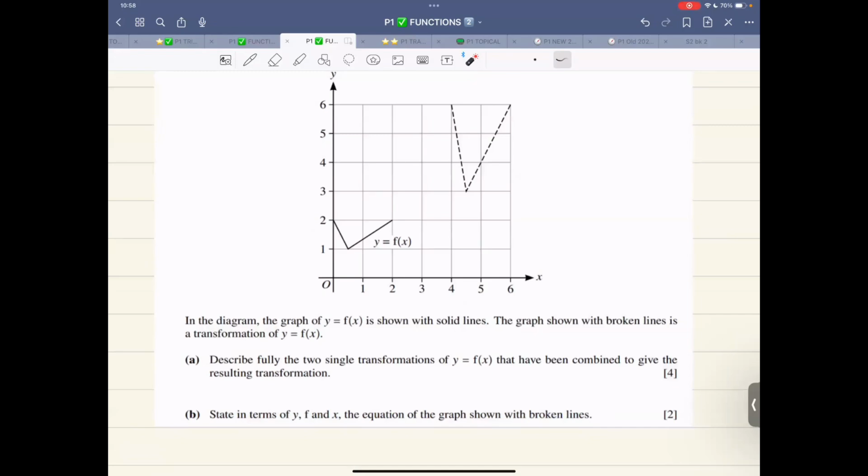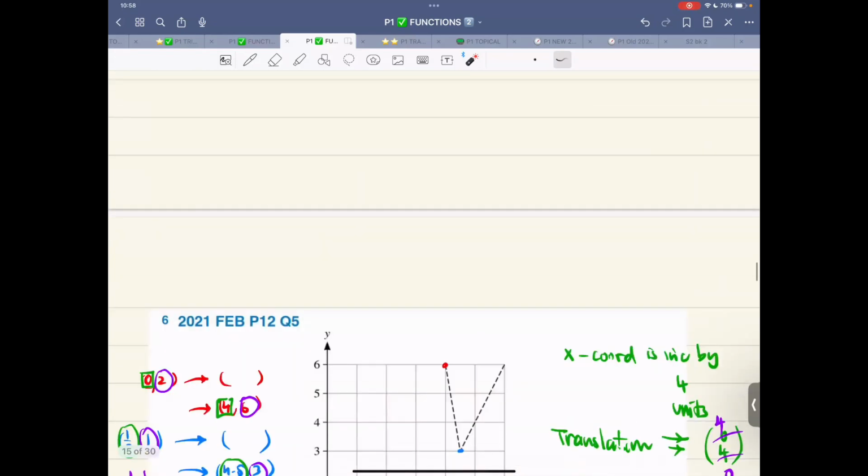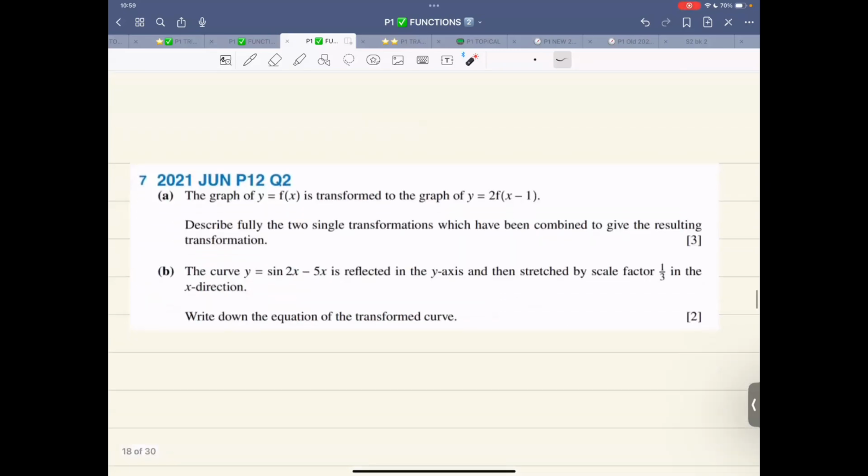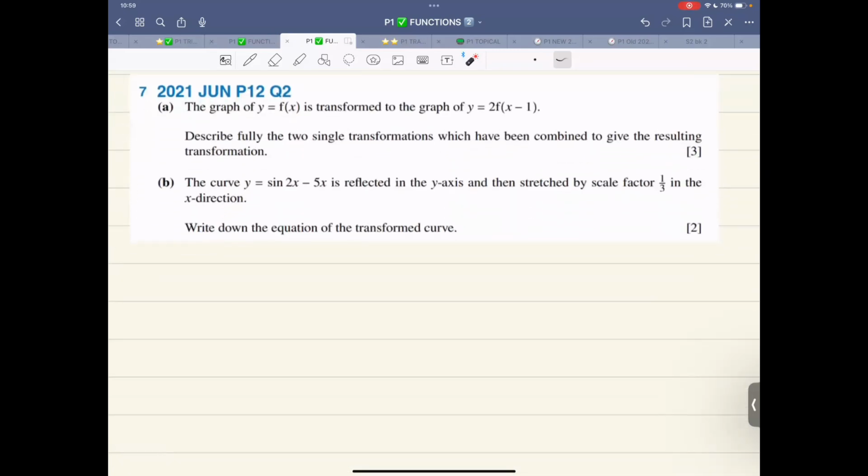Now, another question of the same type. Well, this is very similar to the one that we did. So let's skip this and let's focus on this thing. Another question in which the description is there and the equation of the curve is there. So there are 2 ways of asking this question. The graph of f(x) is transformed to the graph of this thing, which is over here. Describe fully 2 single transformations which have been combined to give the resulting transformation. So this is one question.